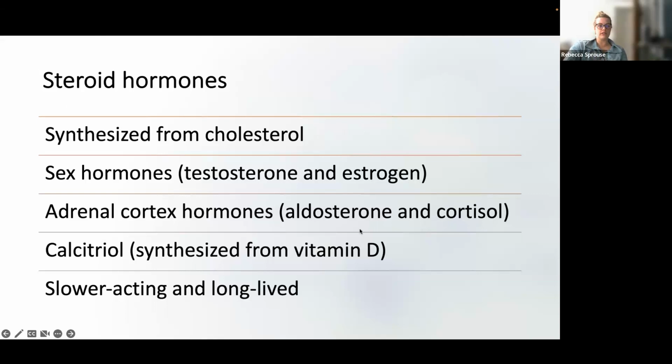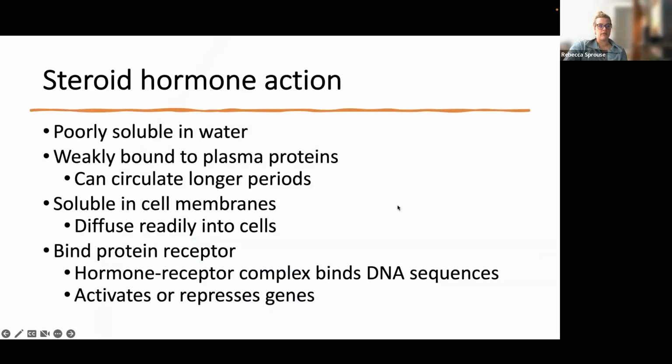And the difference between steroids and non-steroids is going to be their chemical basis. So this is synthesized from cholesterol. Now, the thing that we notice about steroid hormones is that they are slower acting and longer lived. So, for example, if somebody takes testosterone injections, they're not going to feel the effect right away because that testosterone takes a while to get into the body cells and do what it needs to do. And let's talk about that.